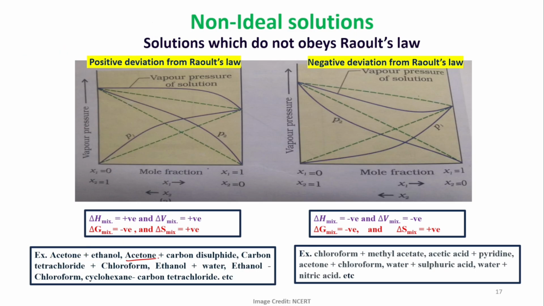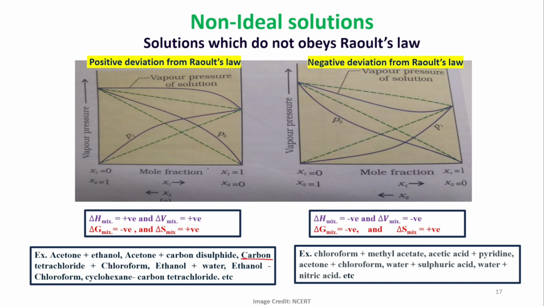Similarly, acetone is having carbonyl carbon, so it is happy with itself. But the moment you mix carbon disulfide, CS2, it is non-polar. So it decreases the interaction between acetone molecules. So again, it destabilizes this acetone.